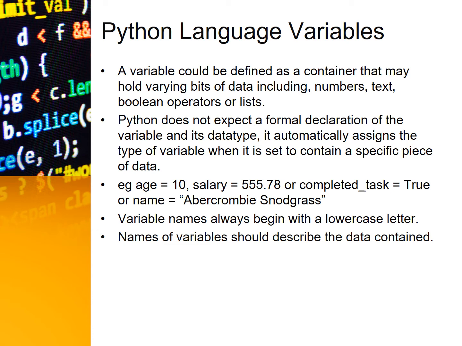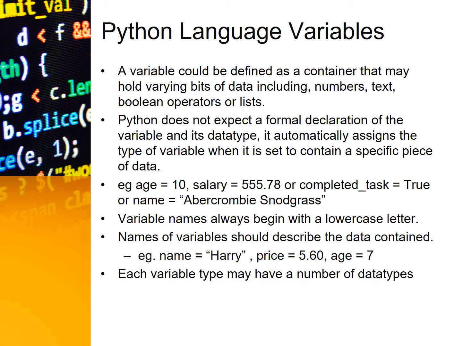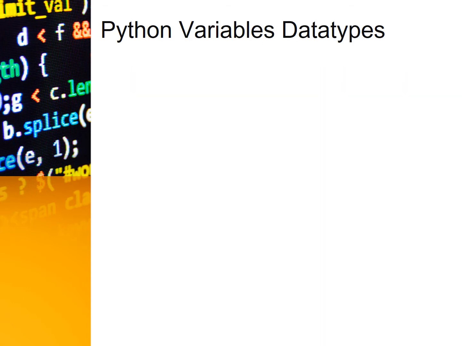So I wouldn't want to see variables with x equals something or y equals something, because that does not explain the data contained. If you look at the top of the examples I've given, that does explain it. Examples are name equals Harry, price equals $5.60, age equals 7. These all describe the data that's being contained. Each variable type may have a number of data types.